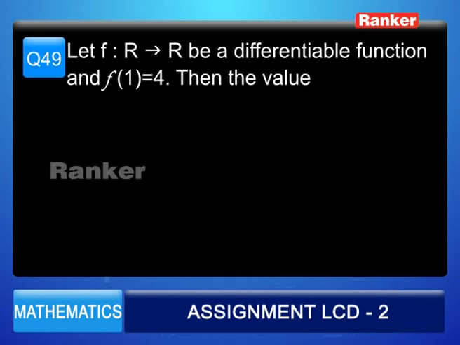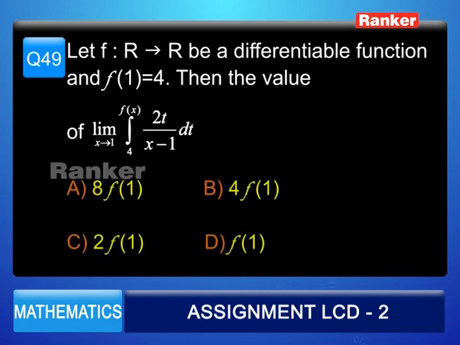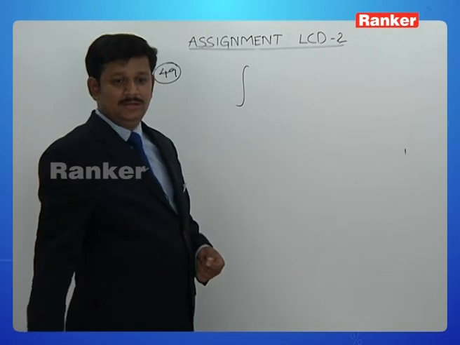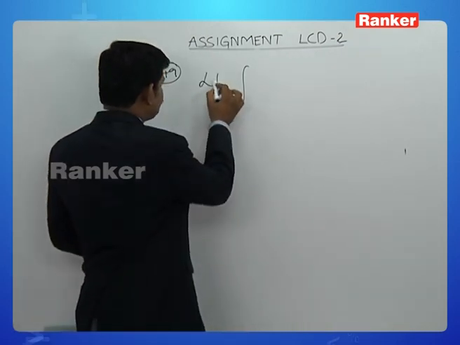Next question. Let f: R to R be a differentiable function and f of 1 is equal to 4. Then evaluate the limit as x tends to 1 of the integral from 4 to f of x of 2t dt, divided by x minus 1.